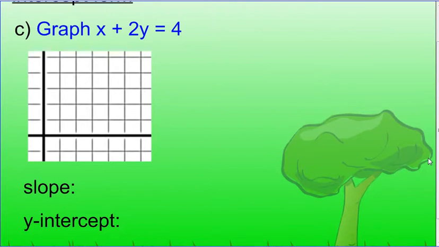Okay, so let's see here. We want x plus 2y equals 4, and we want to solve for y. We want y equals. That's our goal. Y equals something x plus something.